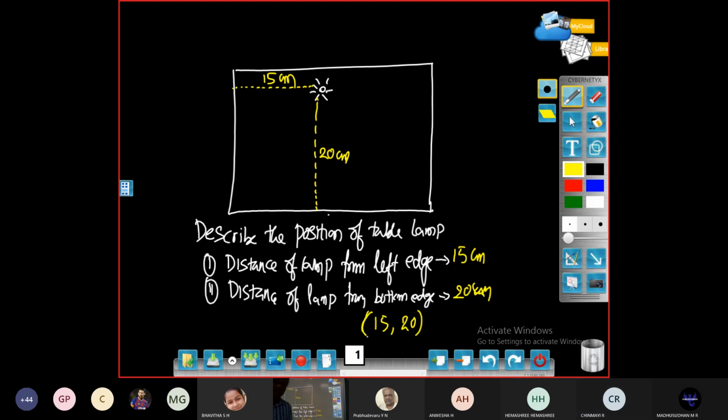Yes, sir. It depends on which side you have chosen as the first. 15 comma 20, if you have taken this edge as the left edge, then it is 15 comma 20. Suppose instead of that, if you take the other side, what happens? The location of the point changes. We start with this only, then you have to mention it in a different way, isn't it? Is it clear? Yes, sir.